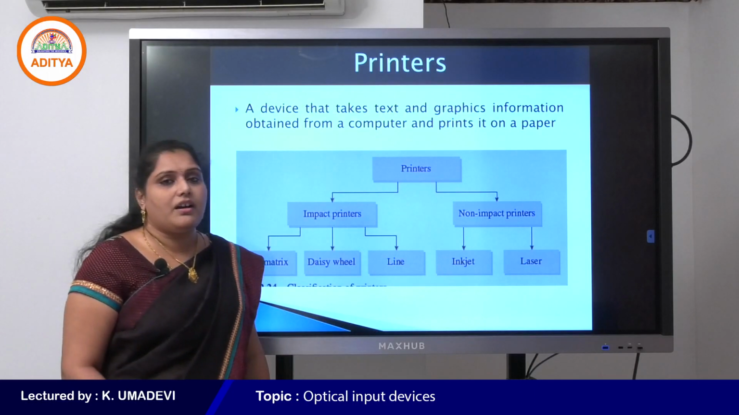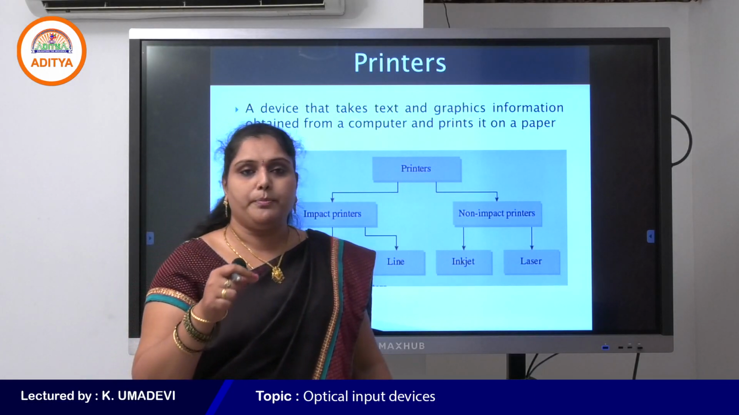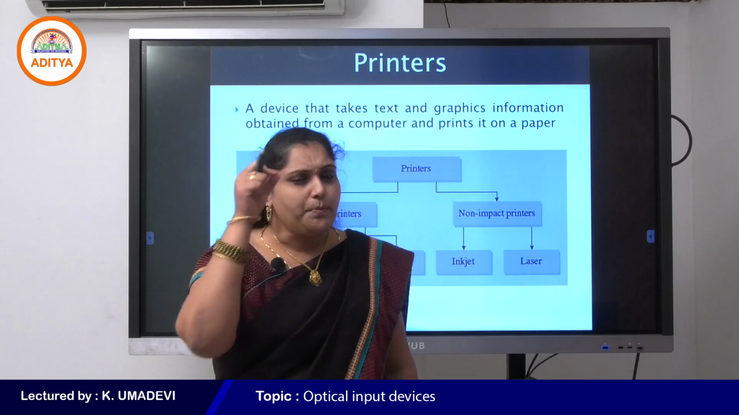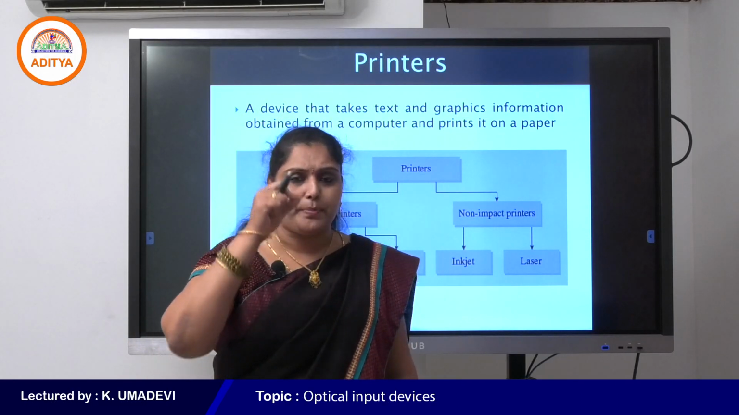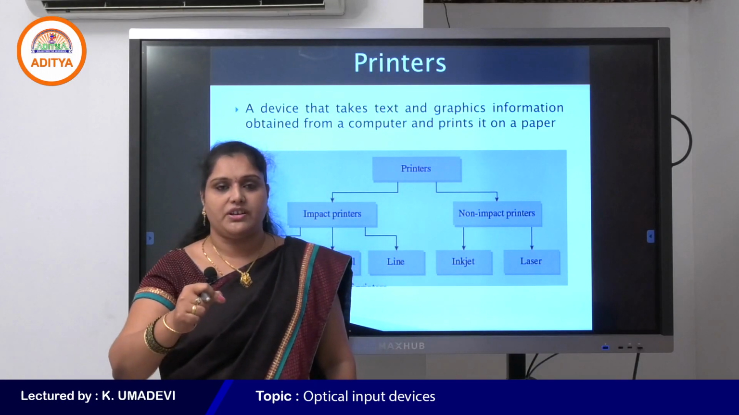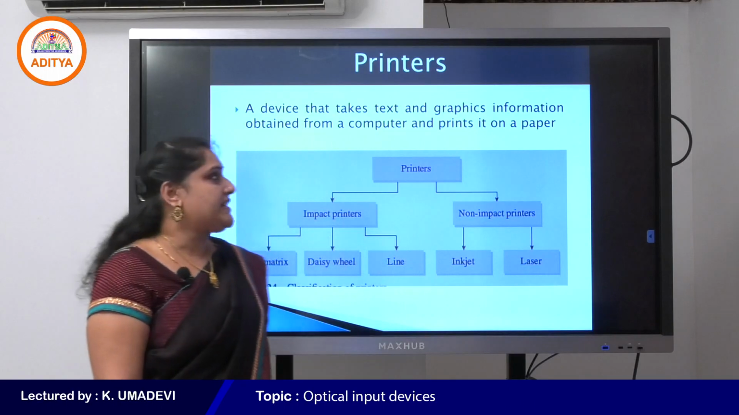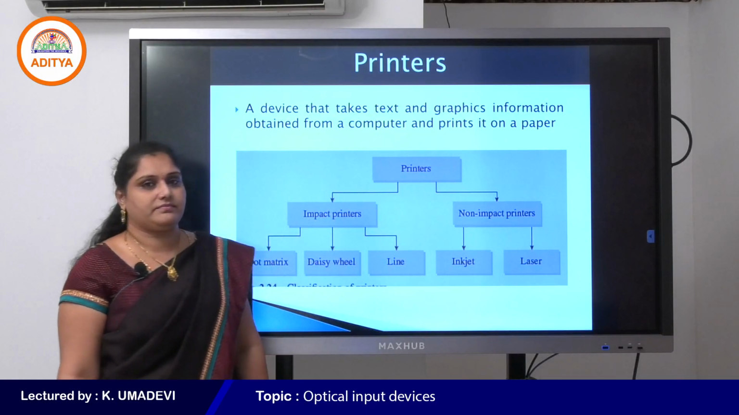So what are the hard copy output devices? Printers and plotters. Printers and plotters are mainly used to print the text or information that is displayed on the screen. First we will see about printers.